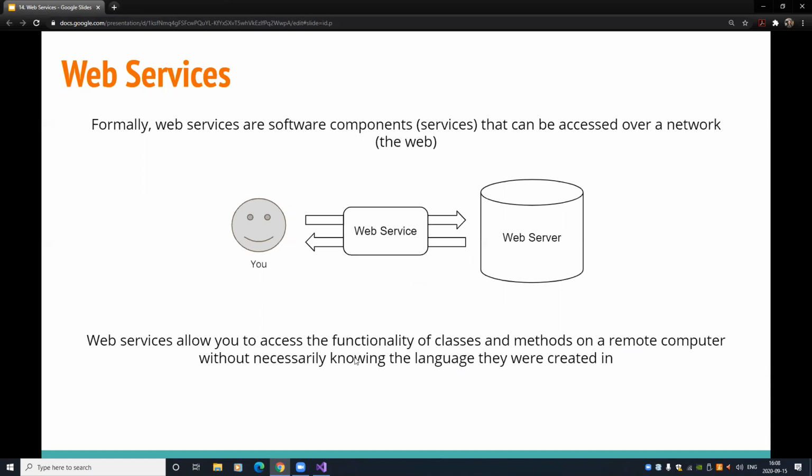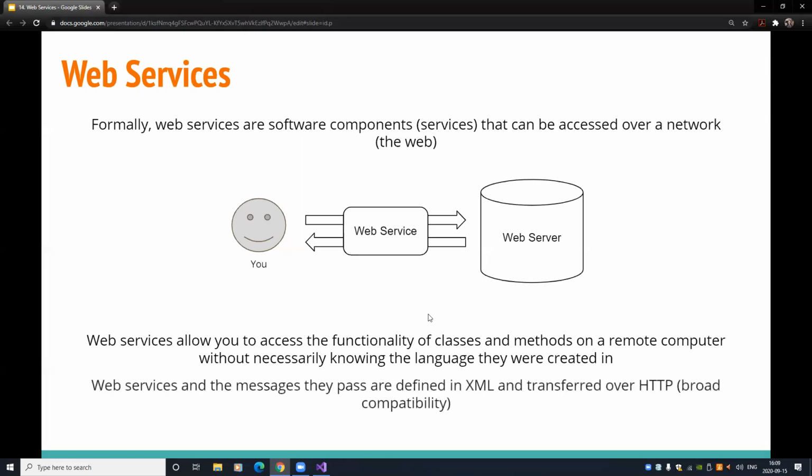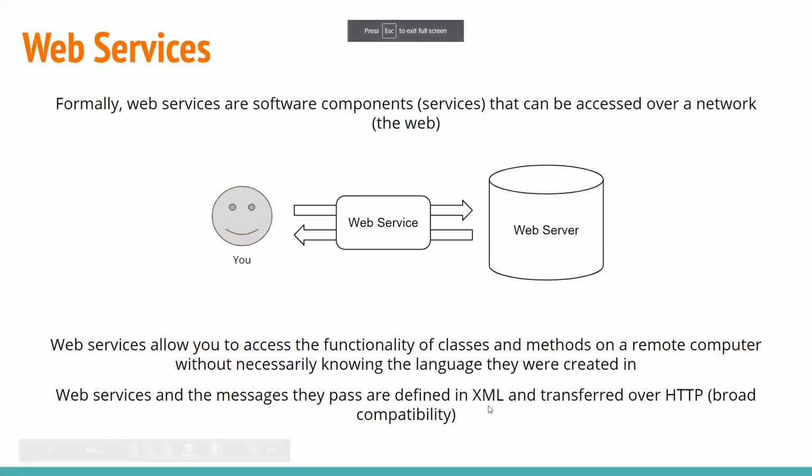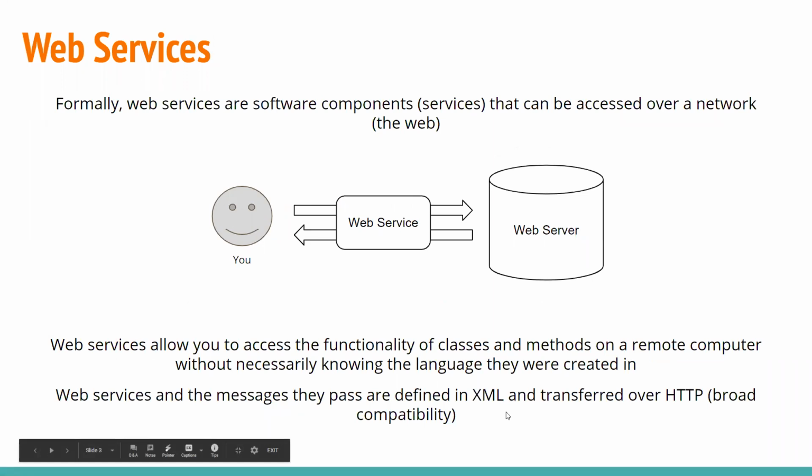But basically, it allows you, on a simple remote computer or on any remote computer, to access the functionality of this web server, okay? And all you'll necessarily need is a browser. Cool. So web services and the messages they pass are defined in something called XML, that's extensible markup language. It's very similar to HTML, actually, and we'll see examples of it in a little bit. And it's transferred over HTTP.